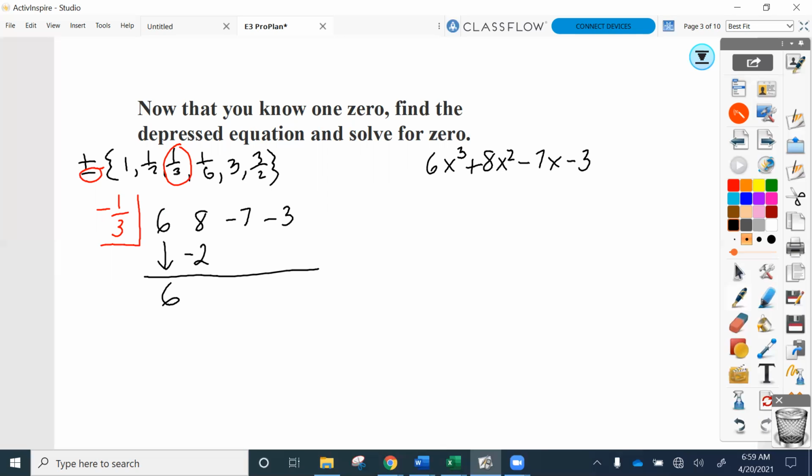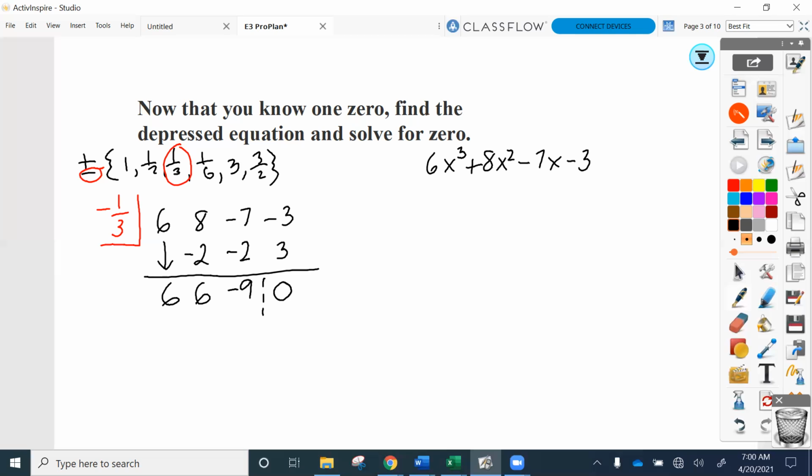So don't be afraid of fractions. You can always use your calculator for them. So 8 minus 2, or 8 plus negative 2, is 6. And we take 6 times negative 1/3 again, you get negative 2. Negative 7 and negative 2 is negative 9. And negative 9 times negative 1/3 would be negative 9/3, which is just positive 3. And we knew that negative 1/3 was a 0 because we used the rational root theorem. So we're expecting to get a 0.